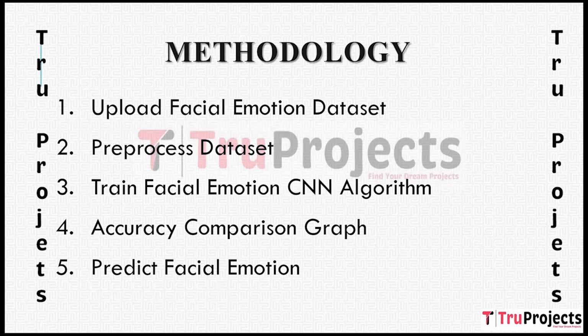Fifth module is Predict Facial Emotion. This module facilitates using the trained CNN model to predict emotions from new test images. Users can upload a test image containing a facial expression and the model processes it to predict the associated emotion. Based on the predicted emotion and optionally the gender of the person, male or female, the corresponding emoji avatar is displayed. This module demonstrates the real-world application of the trained model for emotion recognition and avatar generation.